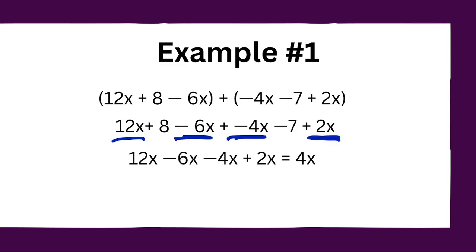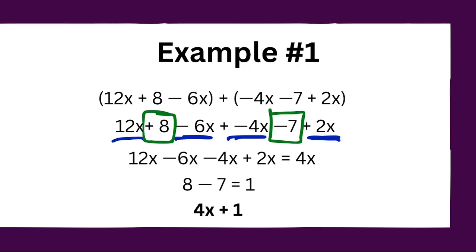Now I'm going to go back to the top and see other terms that I may have that look alike. And I see that would be 8 and negative 7. So now I'm going to solve these. When I do 8 minus 7, I get 1. Now I'm going to do my last and fourth step, which is rewriting the equation in standard form. So I'm going to do 4x plus 1. This is written in standard form, and this is how I have simplified or solved adding polynomials for my first example.